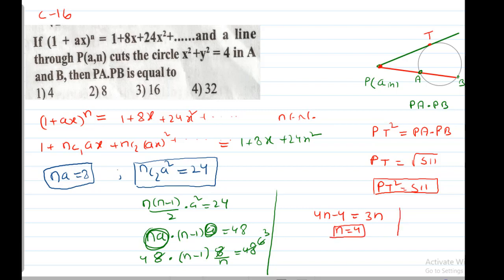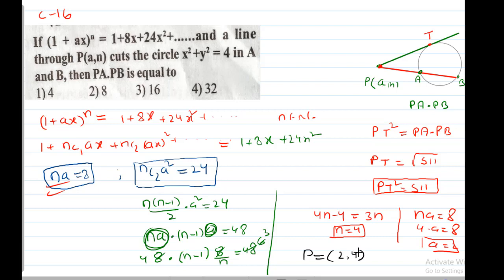Now, corresponding a value, find it. Now I want to use this relation: na is equal to 8. Yeah, 4 into a equal to 8, a equal to 2. So now we got the coordinates of P. So coordinates of P equal to 2, 4.